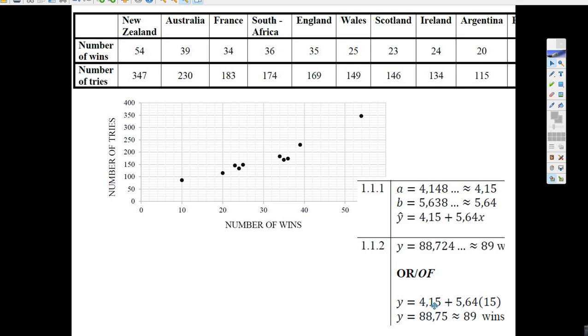anyways, that's the x value, and you make a prediction with it, and it's going to give you the number of wins. I guess it's the number of tries. For 15 tries, you put it in, you'll get the number of wins. And you get 88.75, but you got to round it off to the nearest win. So it's 89 wins. So there you go.